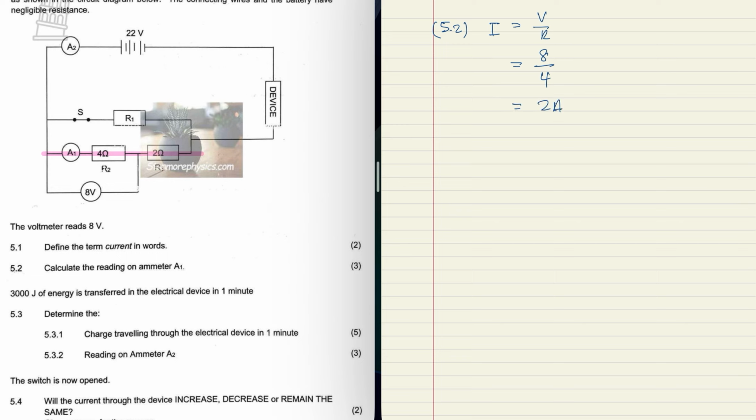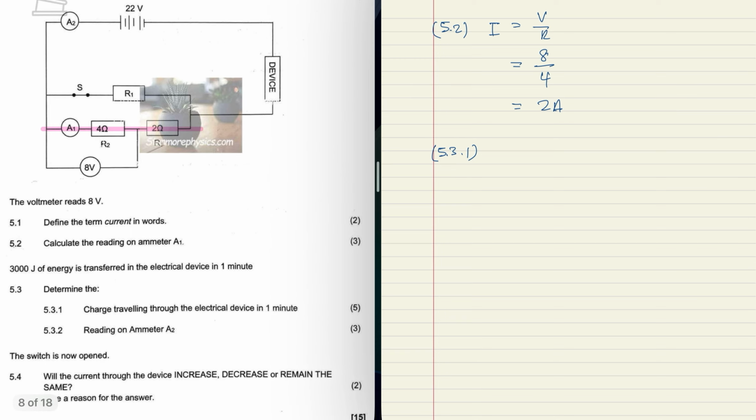Question 5.3.1. 3000 joules of energy is transferred in the electrical device in 1 minute. So W is 3000. Time is 1 minute, which is 60 seconds. And the question is asking us to calculate the charge traveling through the electrical device in 1 minute. So there are a few formulas here that we could use. We could use V is equal to W divided by Q.